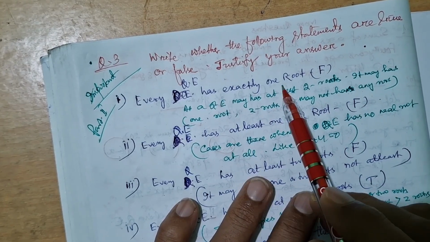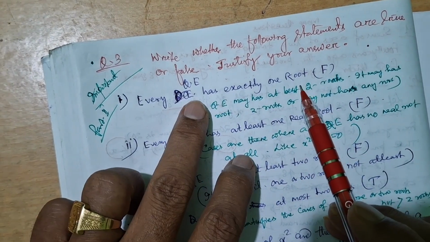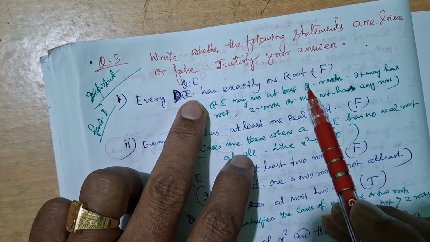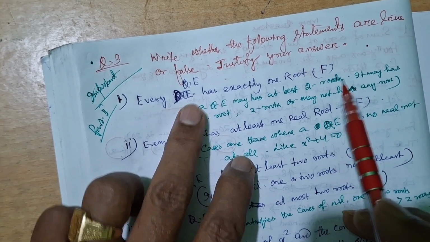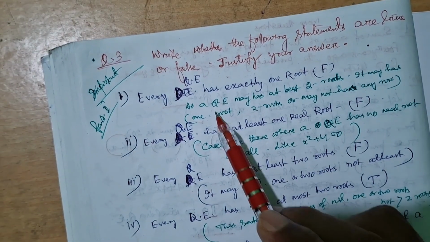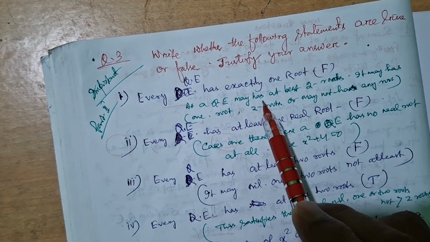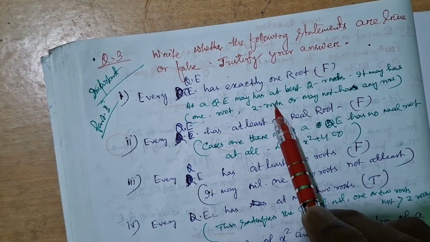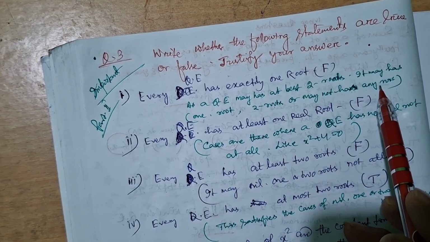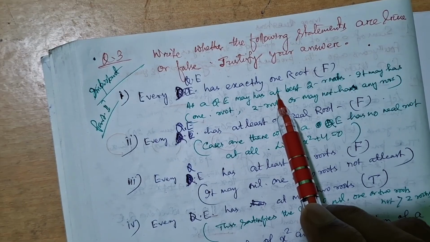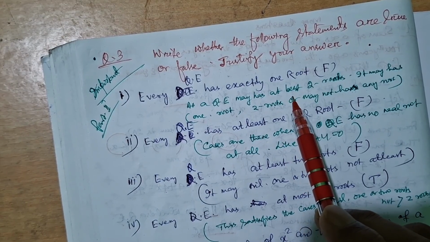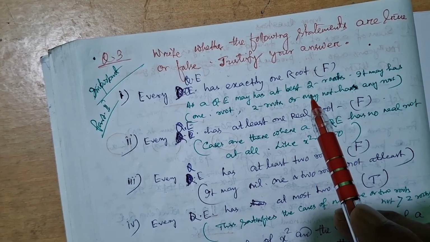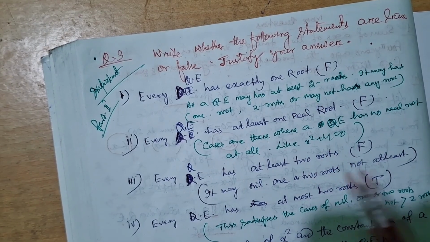So it has exactly one root. Every quadratic equation, it is totally false. Exactly one root, no, it may be 2 roots or it may not have roots. So it is false, because a quadratic equation has at best 2 roots. It has one root, 2 roots, or may not have any roots. Some examples are there where it has no roots, where it has two roots, and where it has one root repeated 2 times. Okay.